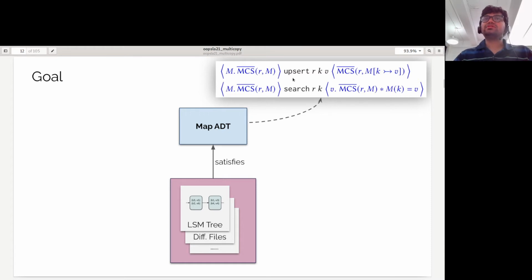In order to prove this triple, we have to find a single atomic step in this operation such that before this step the precondition is true, and after which the postcondition is true. For the upsert operation, it is easy to find this point. This point is also called the linearization point, by the way. For upsert it is exactly when the new k, v pair is added to the data structure. However, for the search operation, it is not very clear where this point will be. In fact, the linearization point of search is affected by the concurrent upserts.